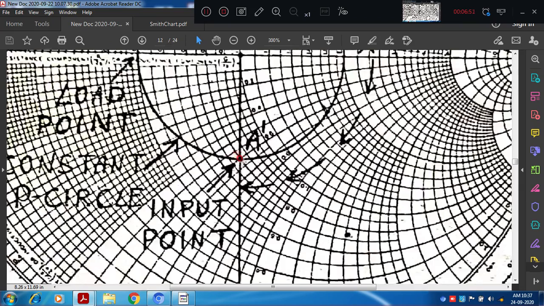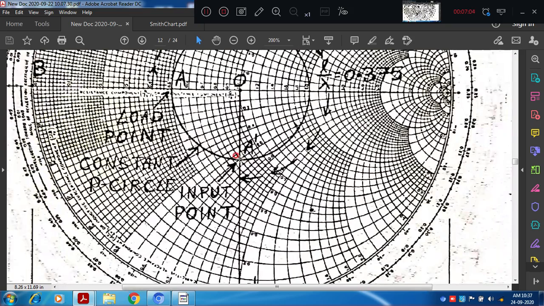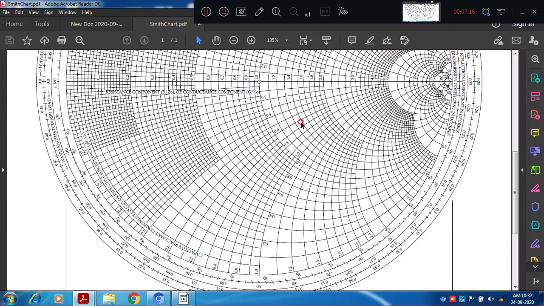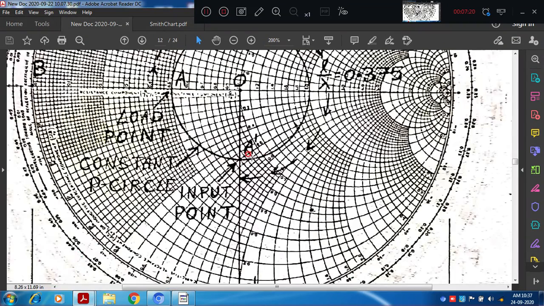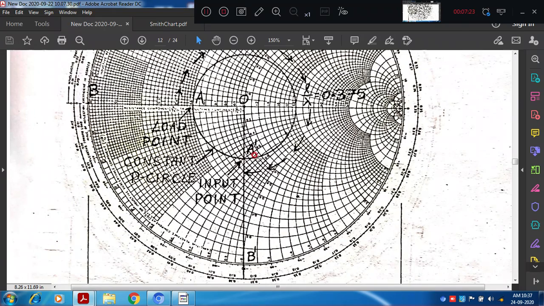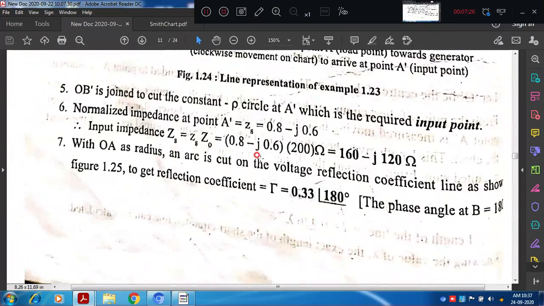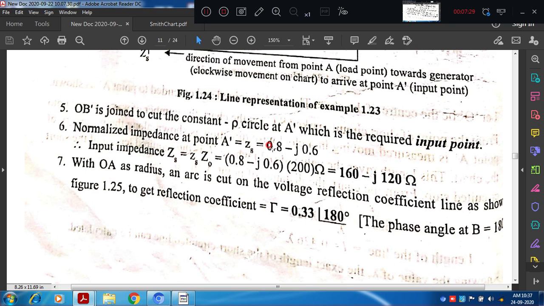We need to check. See, at this point it cuts the constant resistance circle as well as the constant rho circle, right? The corresponding value you need to see here is 0.8, and then the corresponding arc value here is 0.6. Similarly we need to see here exactly. Once you get that arc and constant resistance circle values, we need to write it in this way. So ZS will be 0.8 minus j 0.6.